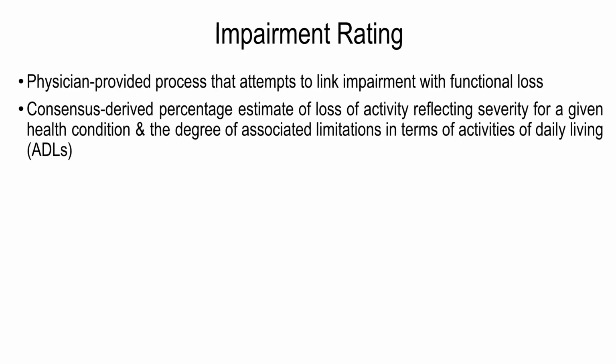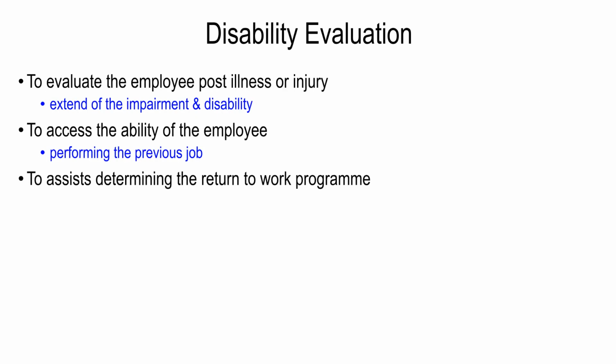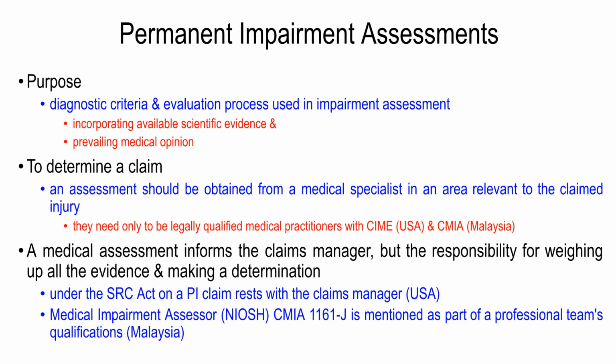Impairment rating is a physician-provided process that links impairment with functional loss. It involves a consensus-derived percentage estimate of lost activity, reflecting the severity of the health condition and associated limitations in activities of daily living. The purpose of disability evaluation is to assess an employee following illness or injury. It determines the extent of impairment and disability, evaluates the employee's ability to perform their previous job, and assists in designing a return-to-work program. Permanent impairment assessments establish diagnostic criteria and an evaluation process, incorporating scientific evidence and medical opinion.